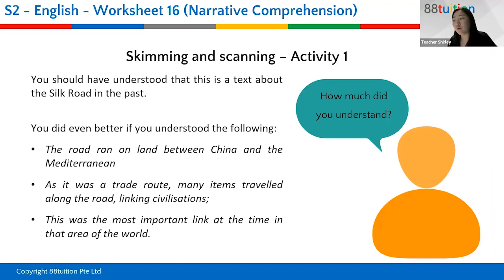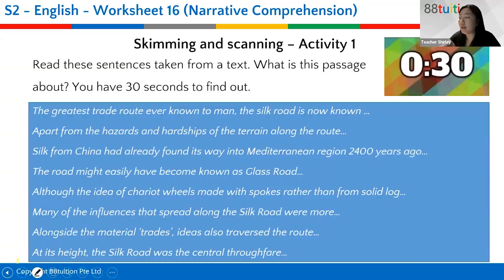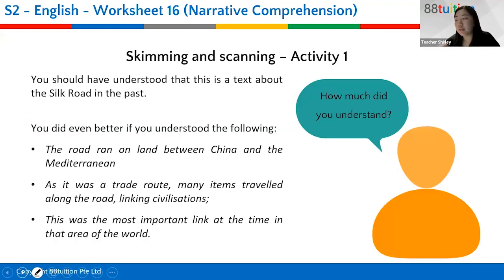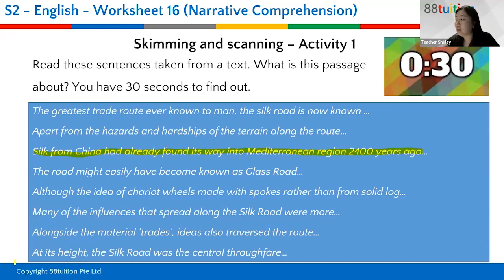Okay, it's basically telling you that the Silk Road is a road that ran on land between China and the Mediterranean, right? How do you know that? It's here, isn't it? Silk from China had already found its way to the Mediterranean region 2,400 years ago. So there was actually a road accessible to humans for them to trade silk, right? So as it was a trade route, many items traveled along the road linking civilizations. Okay, how do you know? The road might easily have become known as Glass Road because I think glass was also traded then.